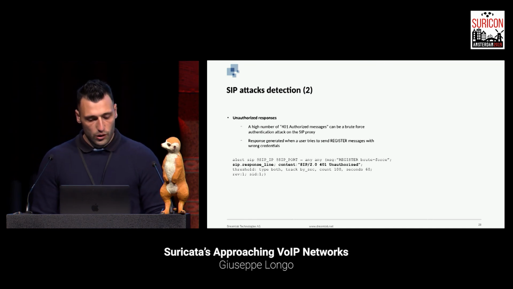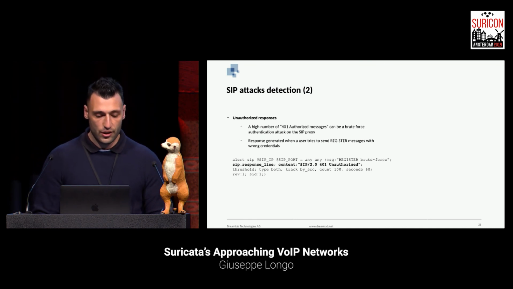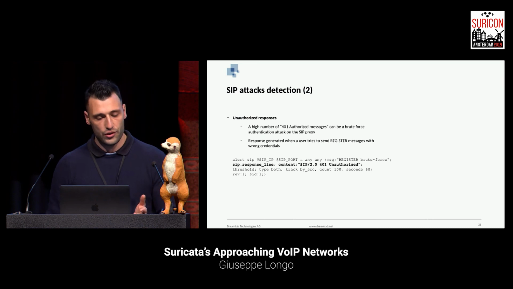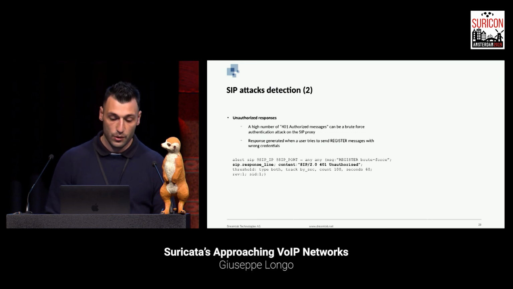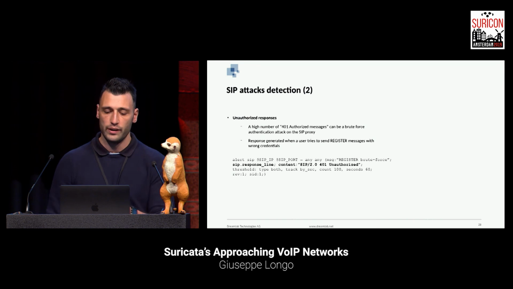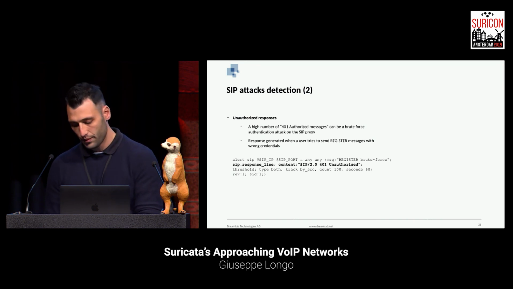We can look also for 401 messages, because a high number of these messages means that, as I said before, someone is brute forcing the server. So we have two ways to detect these attacks. Here we can use the response line sticky buffer, looking for the string, basically the version, the 401 status code, and the reason phrase. We can also use the status code sticky buffer and look for only 401 messages.